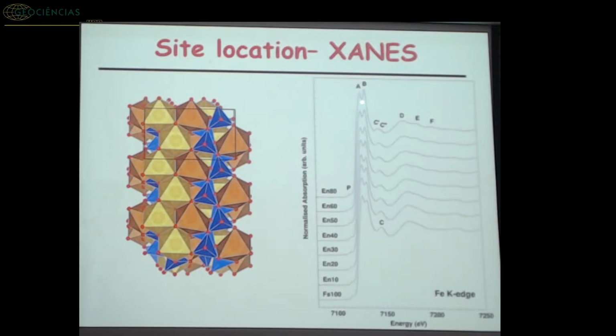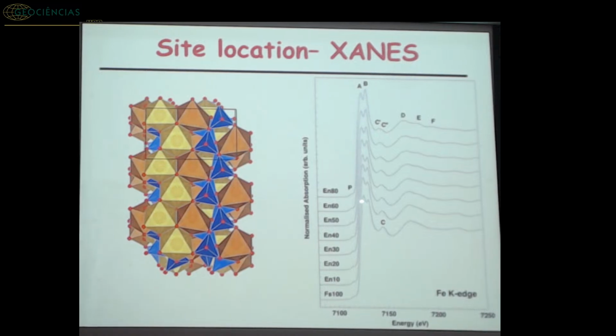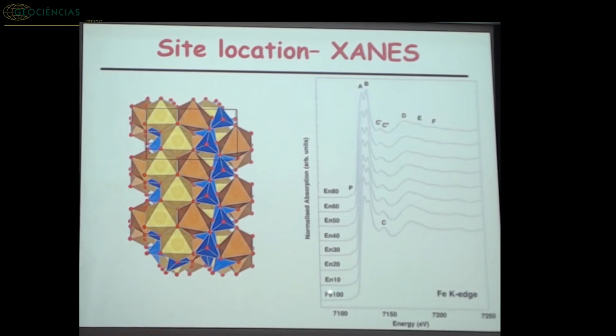And also the top of this absorption maximum is split into two maxima, and in the iron-rich end member, the first, the A peak, is higher. On the magnesium end member, the second peak is higher.